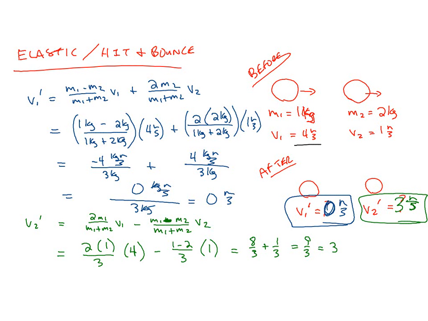Mass times velocity here, 1 times 4 would be 4 units of momentum, and I'm adding 2 times 1 would be 2. I've got a total momentum of 6 before the collision. Down here, multiplying 1 kilogram times 0, so that would be 0 units. Here's 2 kilograms times 3 would be 6, and 0 plus 6 would be 6. I've got the same amount of momentum before and after the crash, so that worked out nicely.